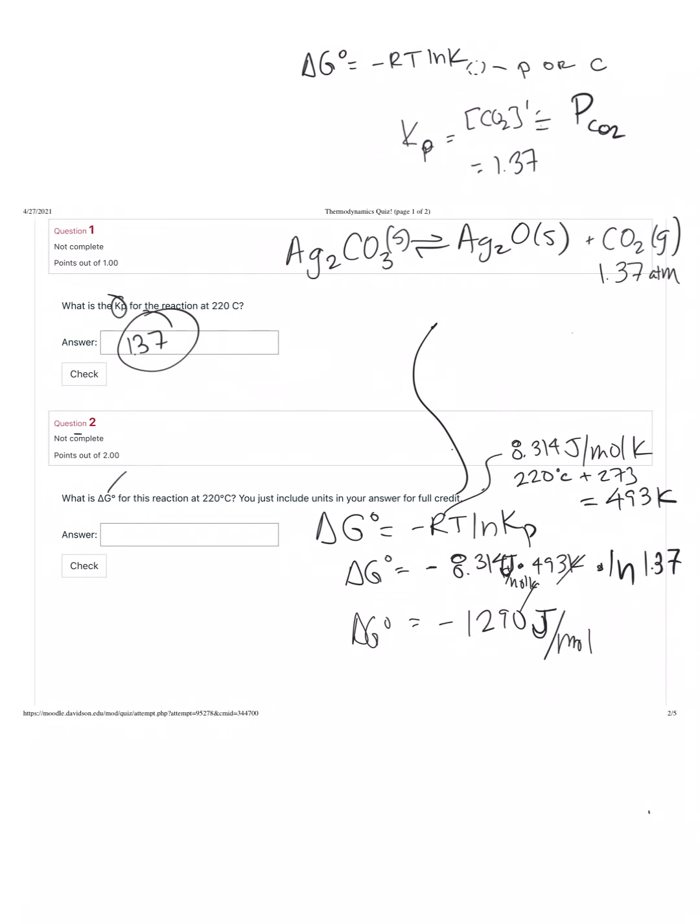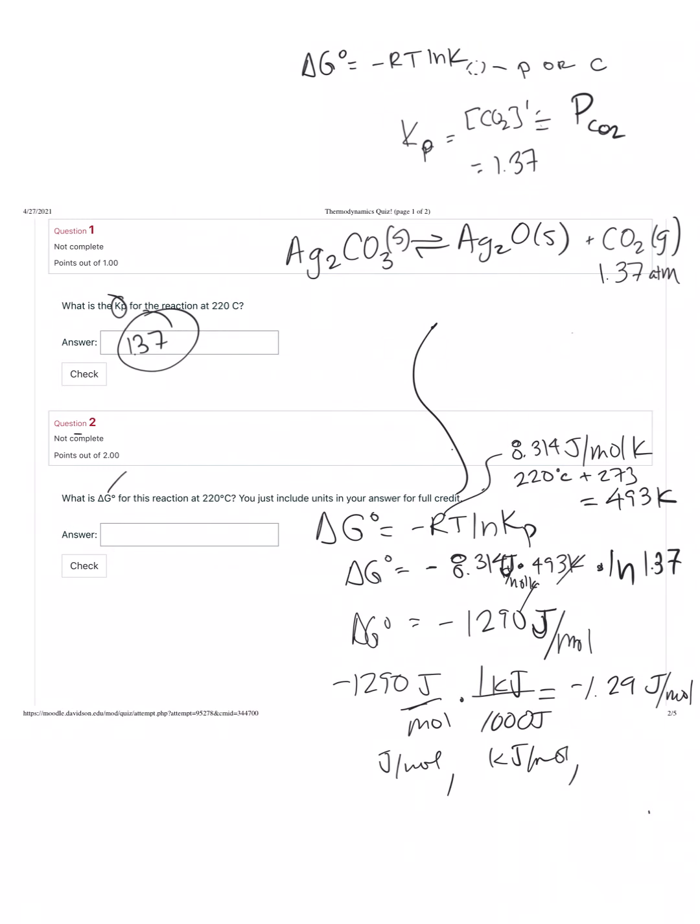Also acceptable is converting this into kilojoules. Negative 1290 joules per mole times 1 kilojoule per 1,000 joules gives us negative 1.29 kilojoules per mole. For these, I will accept joules per mole, kilojoules per mole, and also plain old joules and plain old kilojoules.